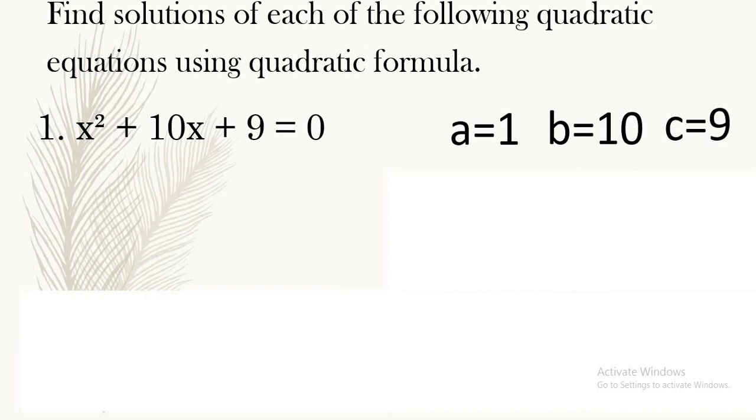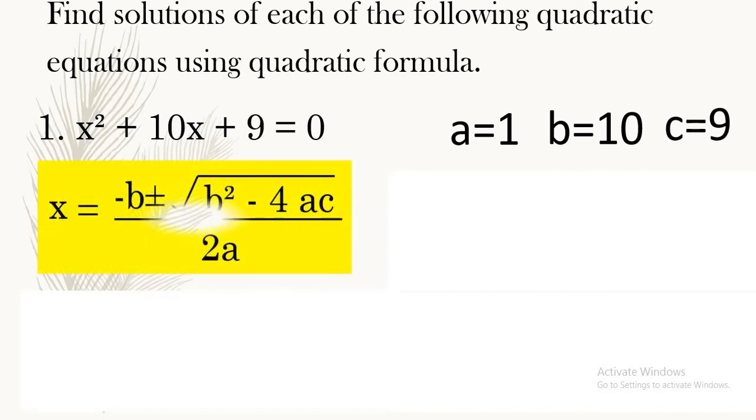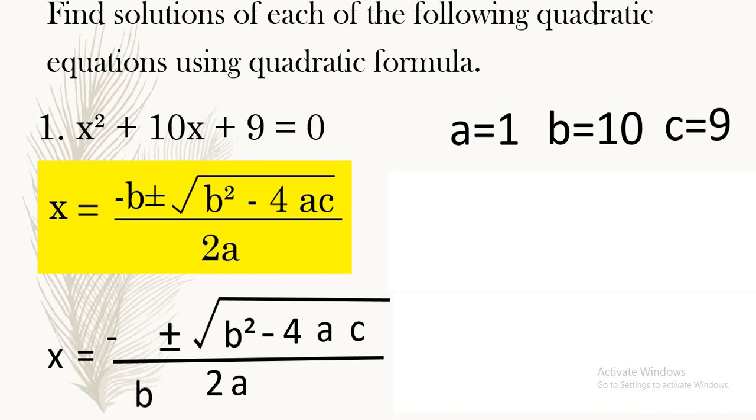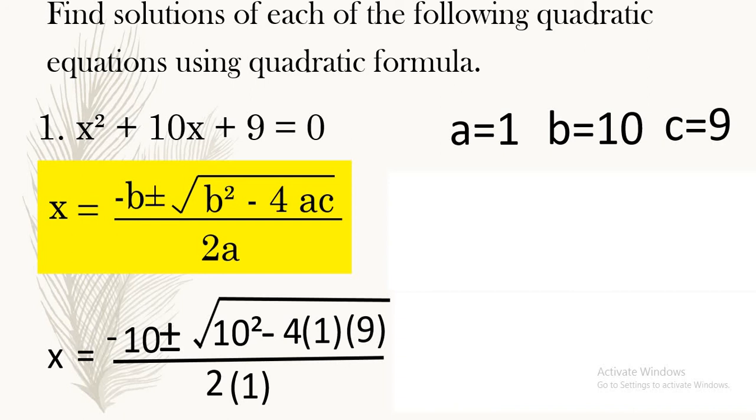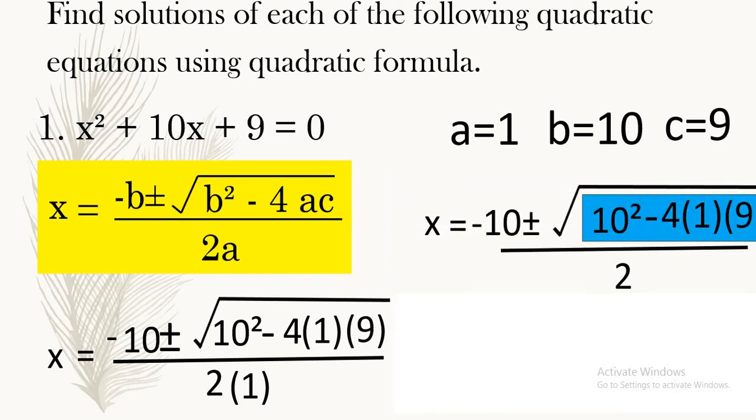Then write the quadratic formula: x equals negative b plus or minus the square root of b squared minus 4ac, all divided by 2a. Then substitute the values. Our b is 10, our b squared is 10 squared, our a is 1, our c is 9, and our a is 1. Then simplify.